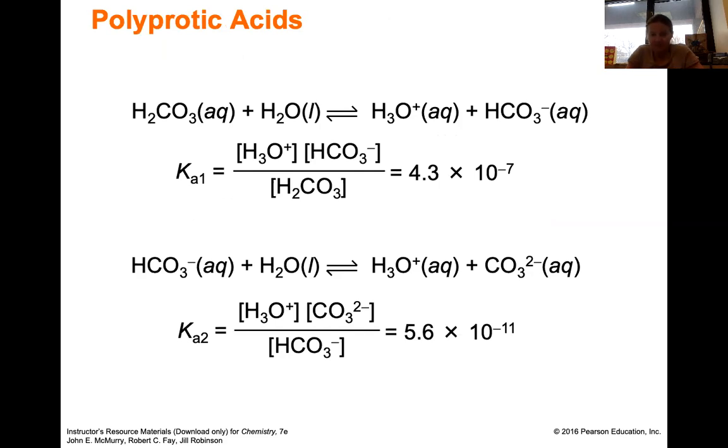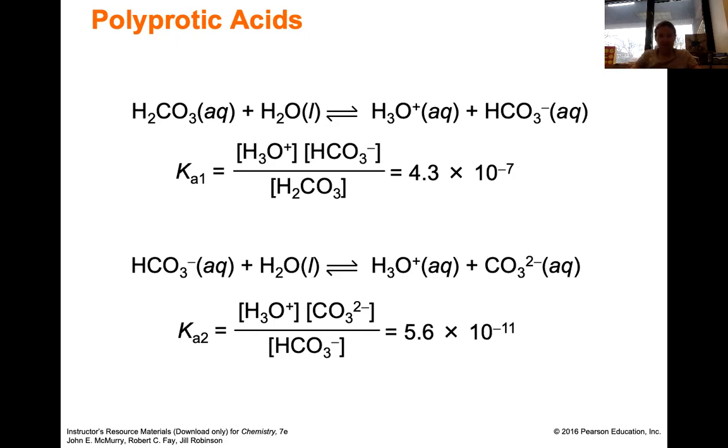Okay, so now we're going to talk a little bit more about weak acids and acids that have more than one proton that are acidic. So this is carbonic acid, and you can look in the back of your book. There's a table of Ka values in the appendices. And when you look at it, you would see that for carbonic acid, they give you 2 different Kas. That means that 2 of those protons can react as acids in water.